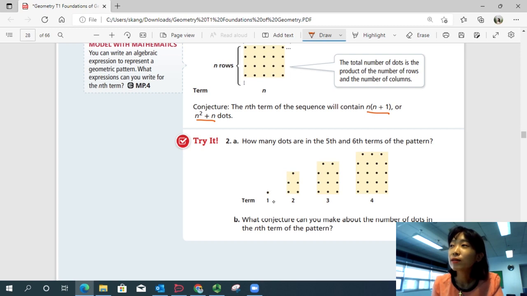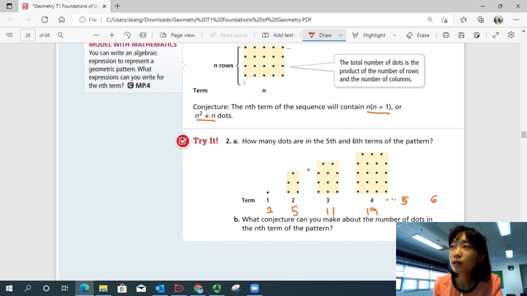Part A, you have term 1, and there's 1 dot. And then term 2 has 5 dots. Term 3 has 9 plus 2, 11 dots, right? And then term 4, 16 plus 3, and then it's 19 dots. Do we see a pattern though? If we say we have an nth term of a pattern, right? Well, wait, that's for part B. So what is our 5th term and the 6th term?